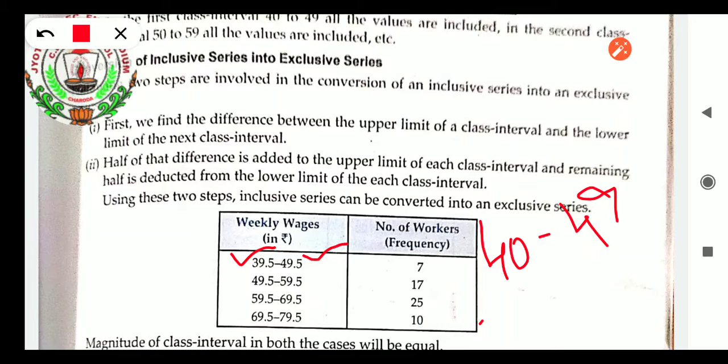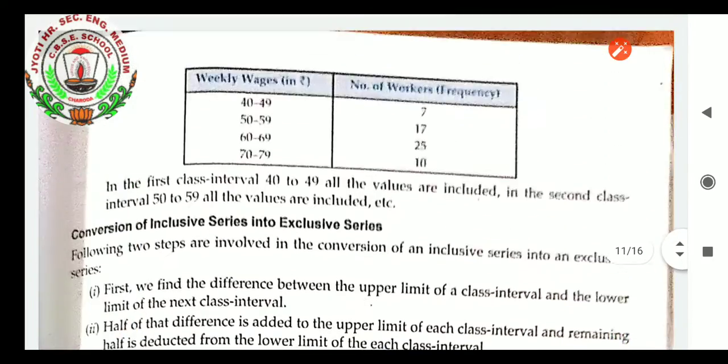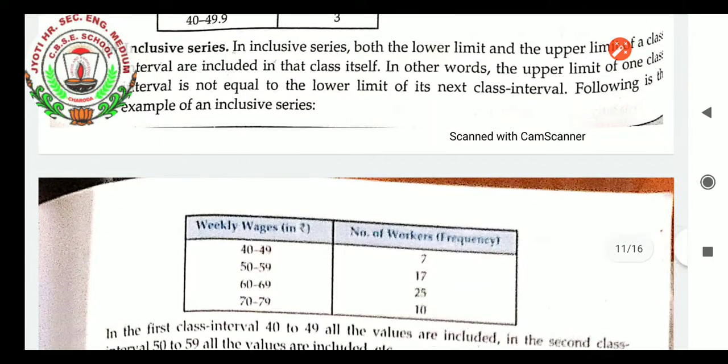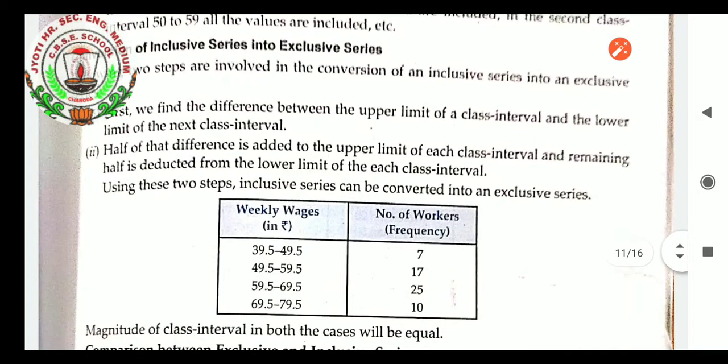In the same way, the next class was 50 to 59 in the question. In the above table I will be showing them together. 50 minus 0.5 comes 49.5, and 59 plus 0.5 comes 59.5. I think now it is clear how to convert an inclusive series into an exclusive series. So for our calculation, you can see this data has been converted into this exclusive series.